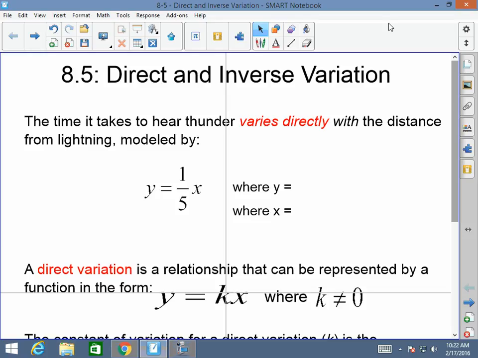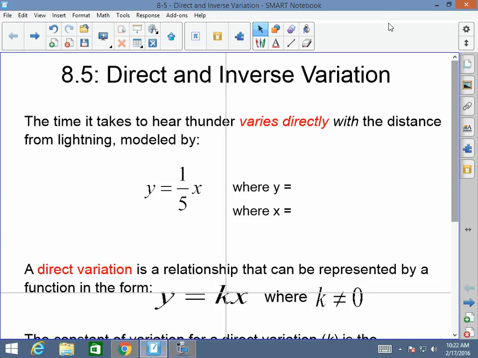I've seen it on many SATs and ACTs. It happens a lot. It is a very word problem intensive skill. But I'm going to show you how to set this up so you can solve any word problem that involves direct or inverse variation. So let's get right to it.